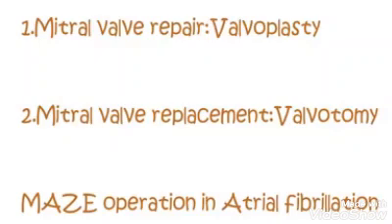Sometimes maze operation is also done in case of mitral regurgitation. Maze operation is done for atrial fibrillation. In maze operation, a scar tissue is created in heart. It prevents atrial fibrillation.